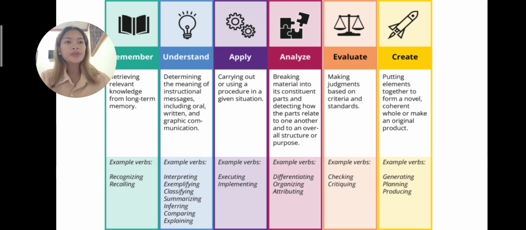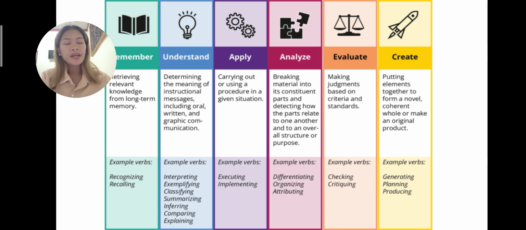Creating is putting elements together to form a novel, coherent whole, or make an original product. Example verbs: generating, planning, producing, composing, formulating, improving, organizing, assembling. This is the highest level of the revised Bloom's taxonomy, where the students are able to create or innovate new products from their knowledge, culminating all they have learned and understood. Questions can be, can students create a new product or new point of view?